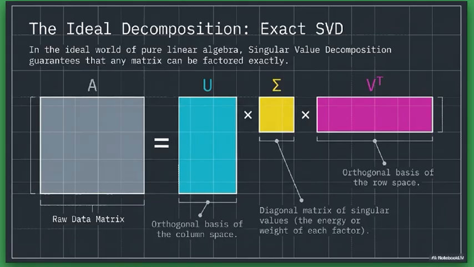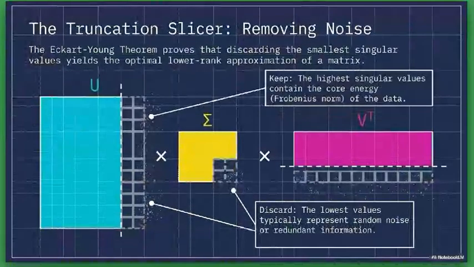And this brings us to the truncation slicer and something called the Eckart-Young theorem. The blueprint explains that to get the optimal lower rank approximation of a matrix, meaning a simpler version of your data that is as close to the original as mathematically possible, you discard the smallest singular values. Yes. You literally chop off the bottom of the sigma matrix we talked about earlier. It's an aggressive but completely necessary filter. Those singular values in sigma are ordered by importance. The highest values contain the core energy of the data, and mathematicians measure this energy using something called the Frobenius norm.